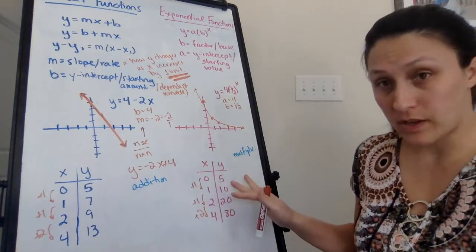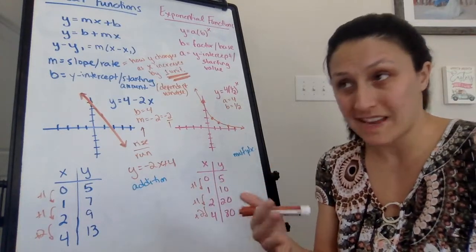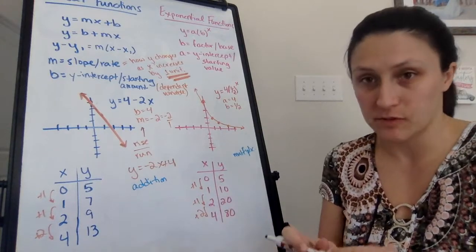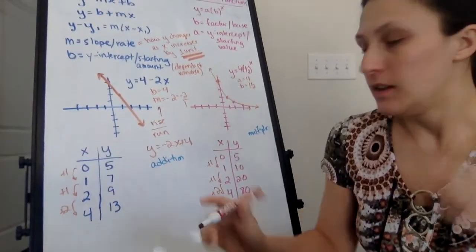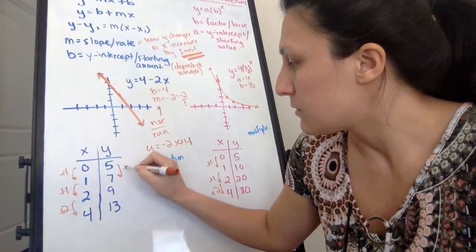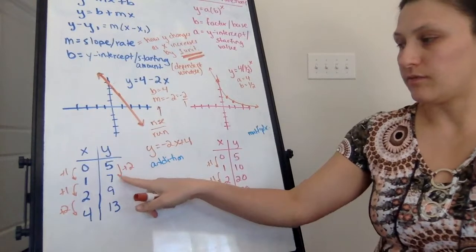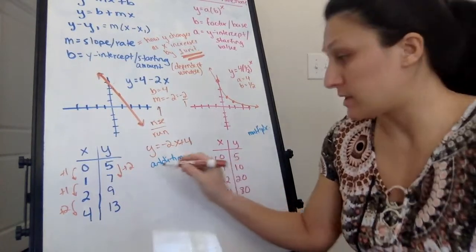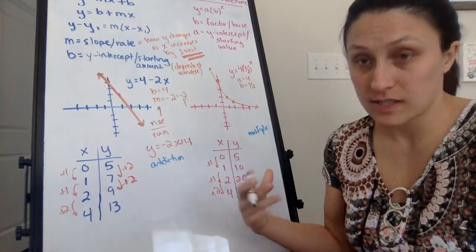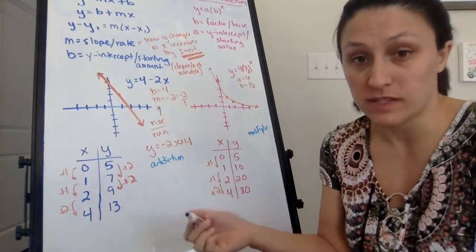If you are multiplying by the same base every time, then it's an exponential function. So we're going to do these examples right now. From 5 to 7 is a jump of plus 2. And from 7 to 9 is also a jump of plus 2. So that looks good. It's starting to look like a line. It looks like it has a constant slope of plus 2 each time.